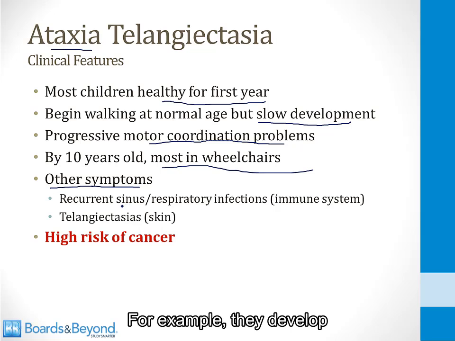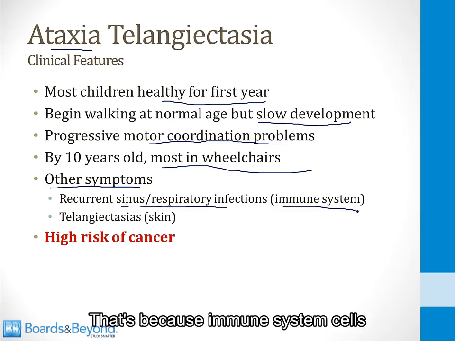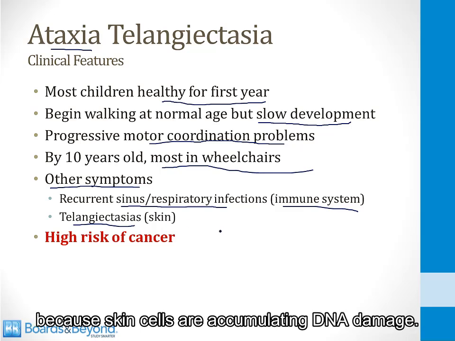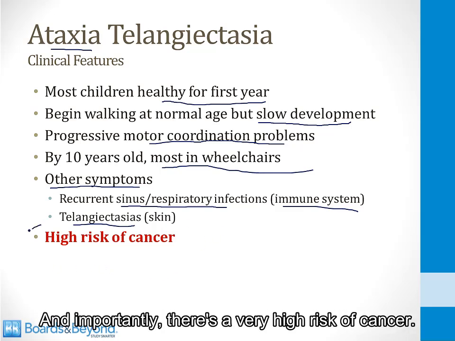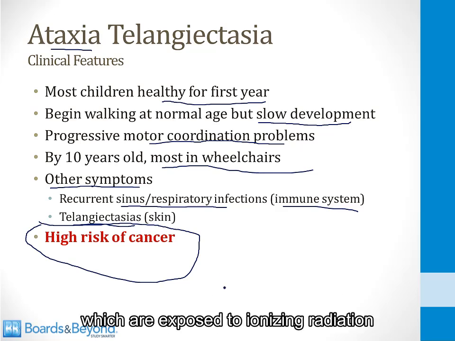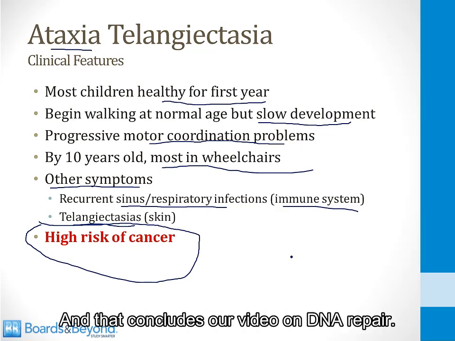For example, they develop recurrent sinus and respiratory infections. That's because immune system cells are accumulating DNA damage. In addition, they develop telangiectasias on their skin because skin cells are accumulating DNA damage. And importantly, there's a very high risk of cancer. And once again, this is because DNA damage occurs in cells which are exposed to ionizing radiation, and therefore cancer often results. And that concludes our video on DNA repair.